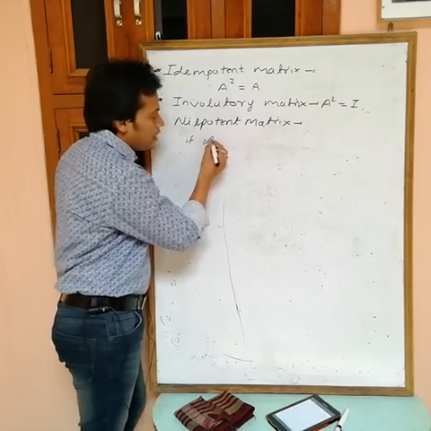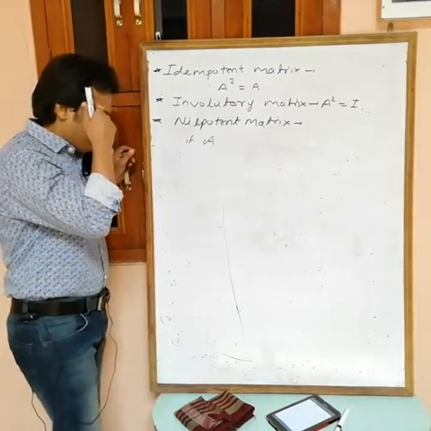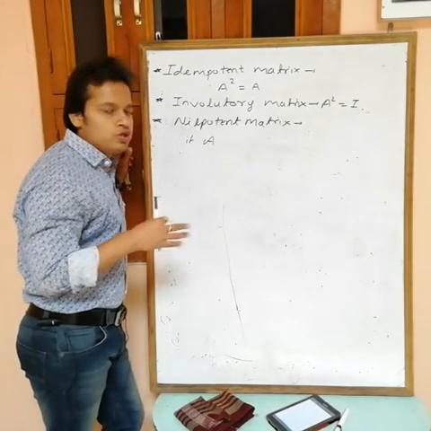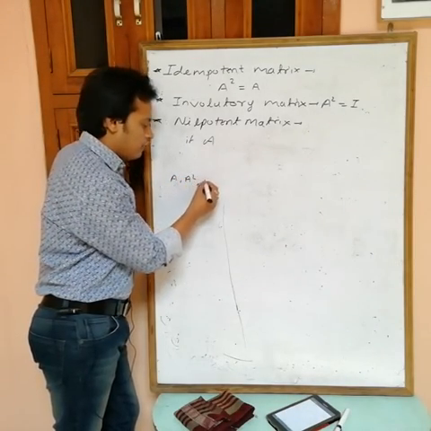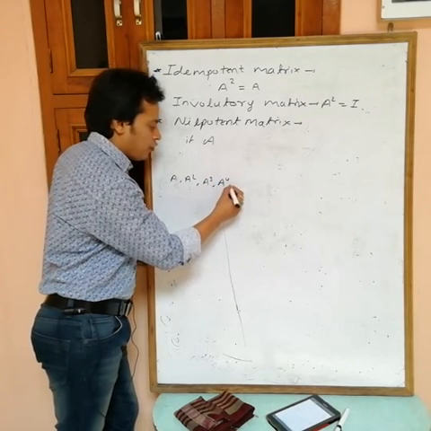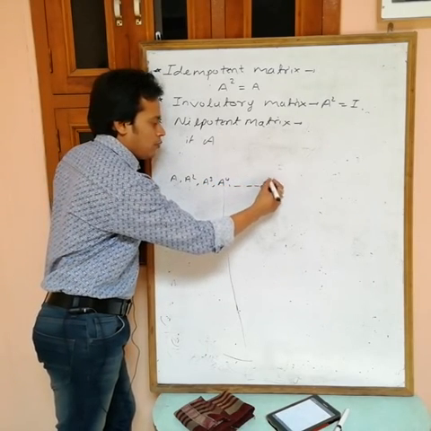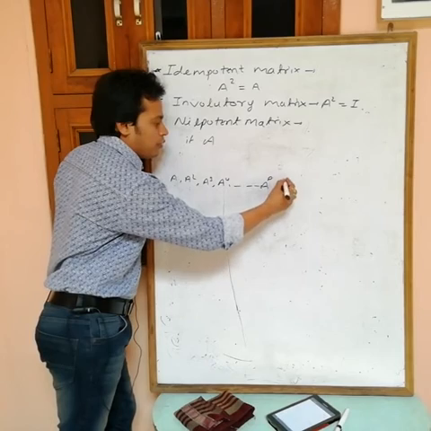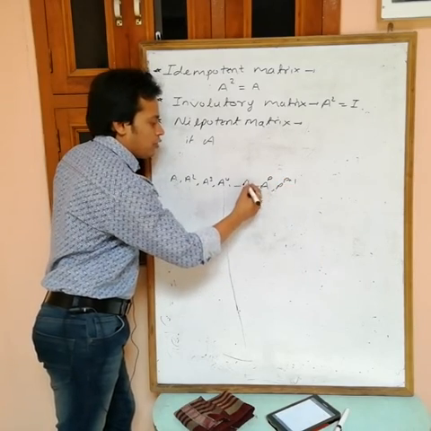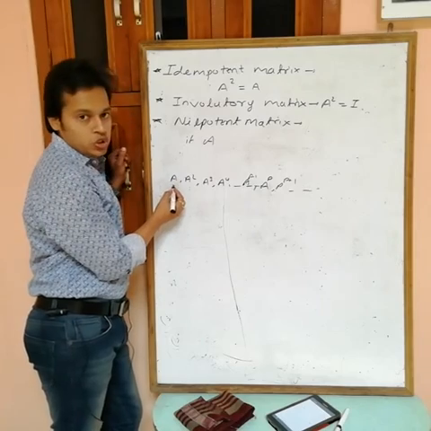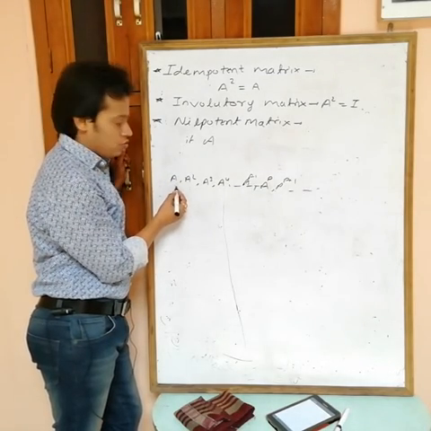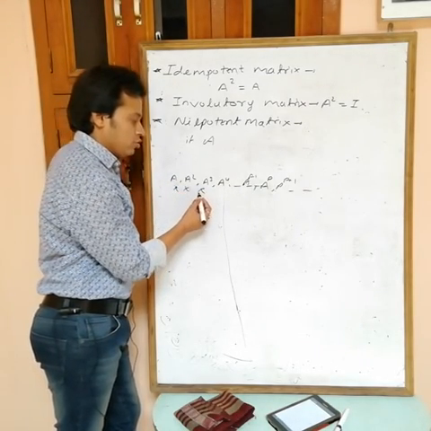If A is a square matrix, okay? Suppose A is any non-zero square matrix, then you can find A square, then you can find A cube, A power 4, like this one, A power P plus 1, A power P minus 1. Now suppose this is a non-zero matrix, this is also a non-zero matrix, this is also a non-zero matrix.